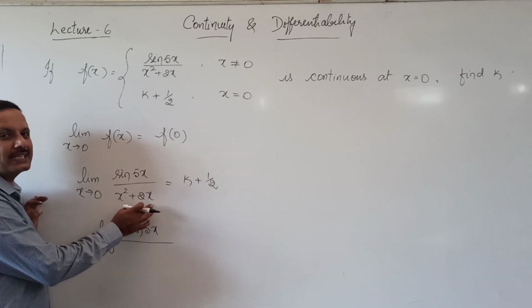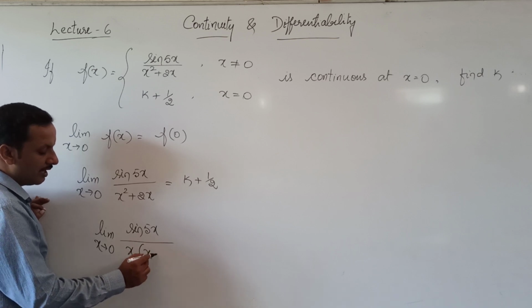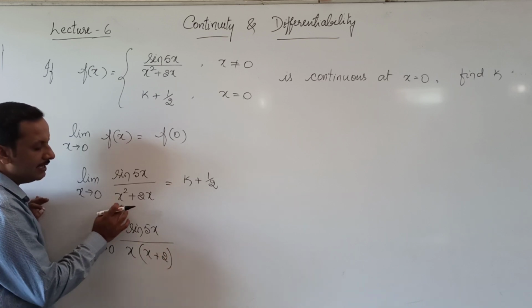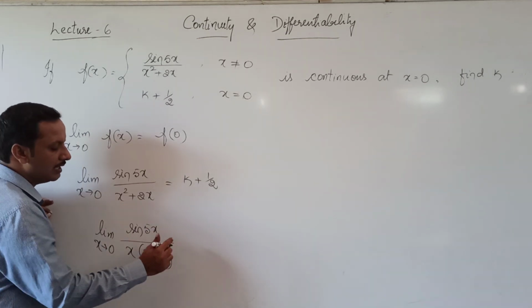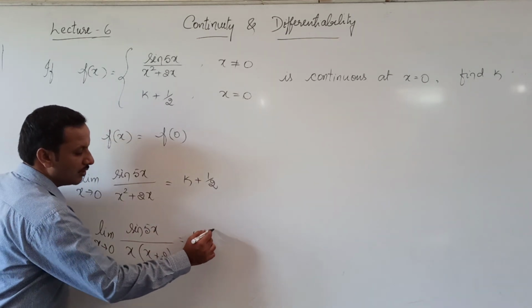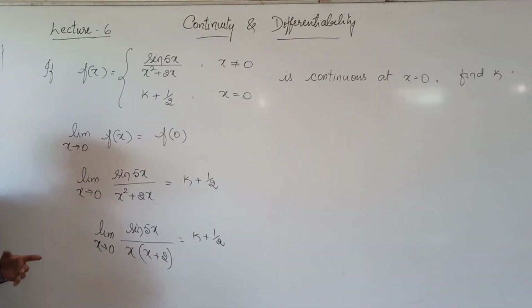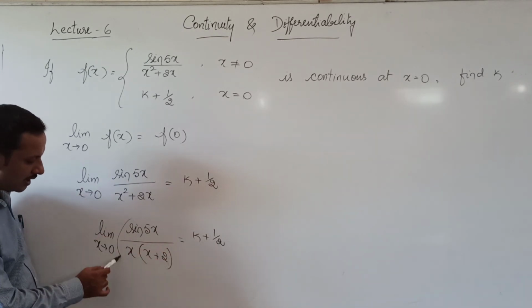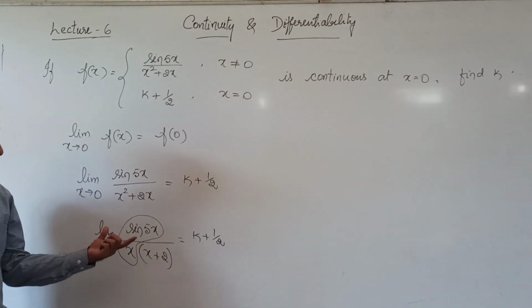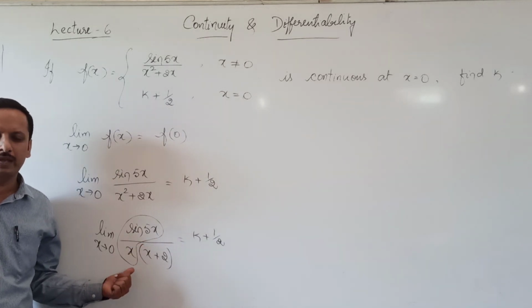Here, I will take x as a common factor. So if I take x as a common factor, I am left with x into x plus 2. It is x square plus 2x, we can write as x into x plus 2. That's equal to k plus 1 by 2. So now, don't worry about this. We will just concentrate on this factor. We have sin 5x here and x in the denominator.